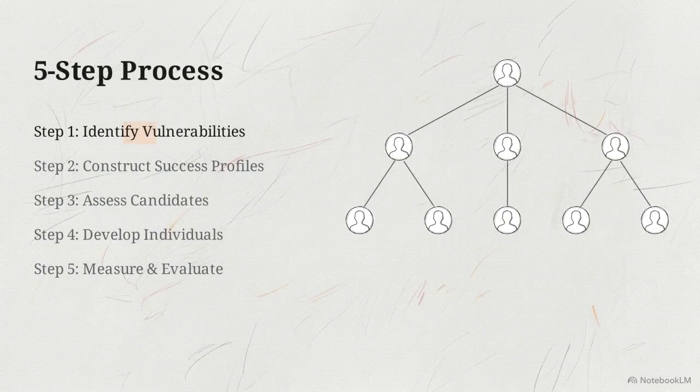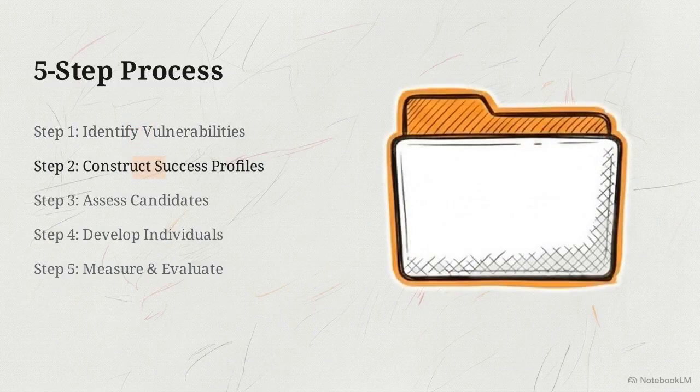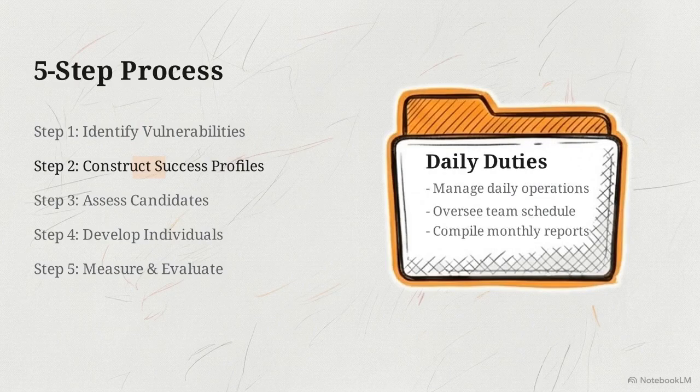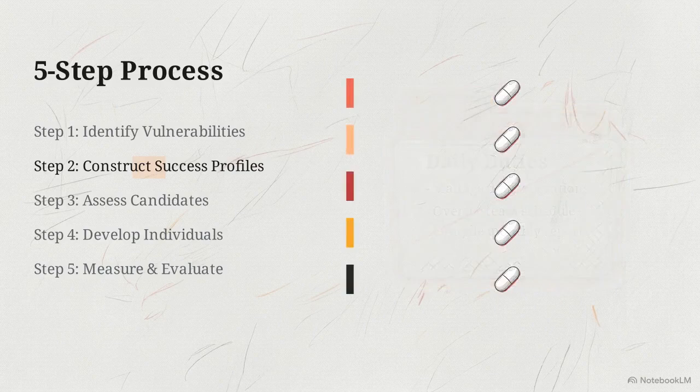Step 1 audits the organizational chart to isolate vulnerabilities. We scan the hierarchy, tagging specific roles as critical operational positions or impending retirement departures. Once identified, Step 2 requires constructing exact success profiles for the individuals who will fill them. A standard job description's list of daily duties does not provide the metrics necessary to measure a future leader's capability.